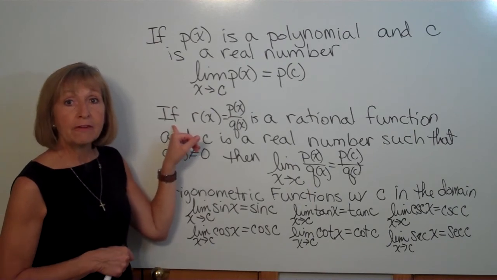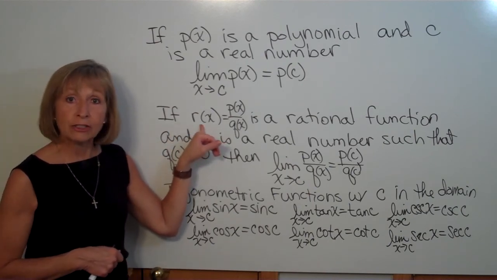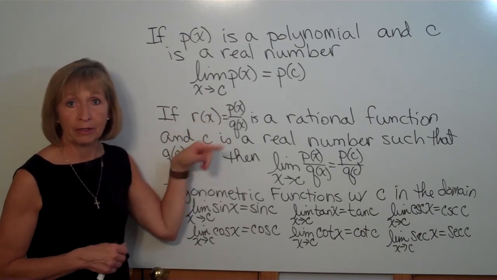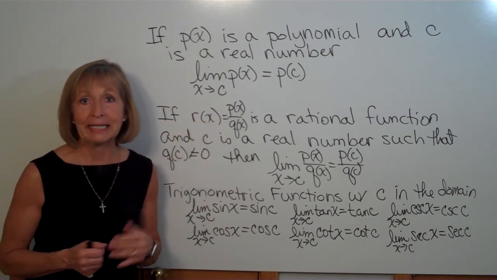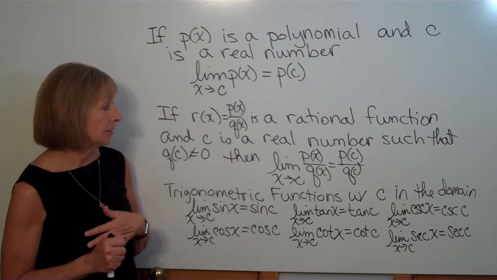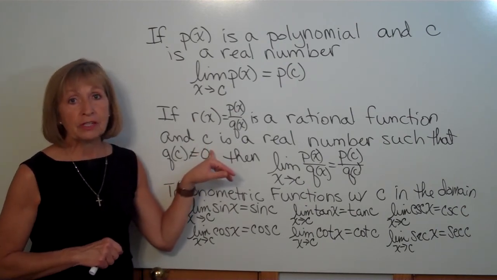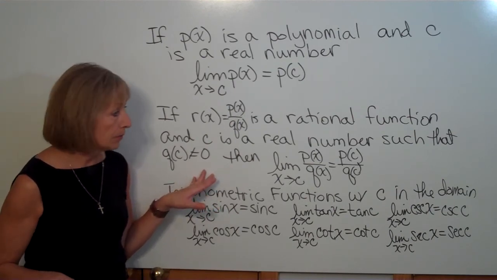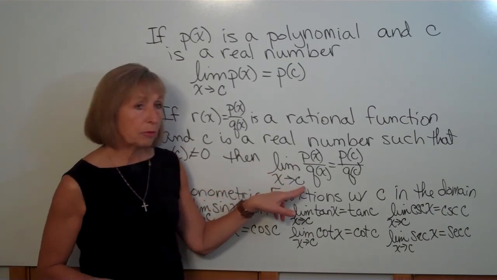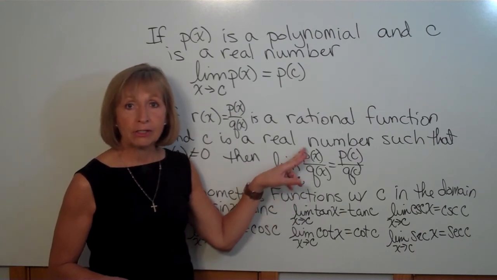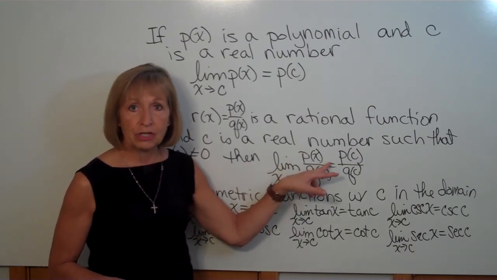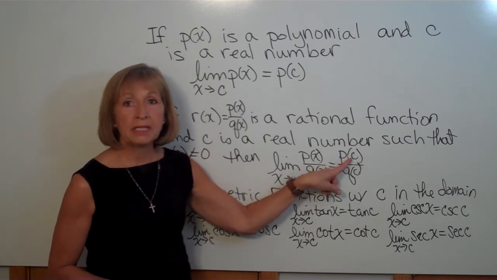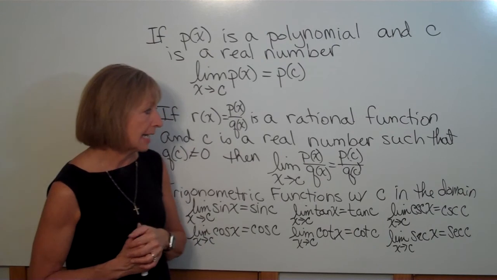But I needed this theorem before I could just jump to that without using the individual properties. Now, next up, if r of x is a rational function that's formed by a polynomial divided by a polynomial. That's what a rational function means. It's a polynomial divided by a polynomial. And c is a real number such that if I ran it through the denominator polynomial, I don't get a 0 out. Then the limit as x approaches c of that rational function is just putting in the value that the x is approaching for the x's in the numerator as well as the denominator.